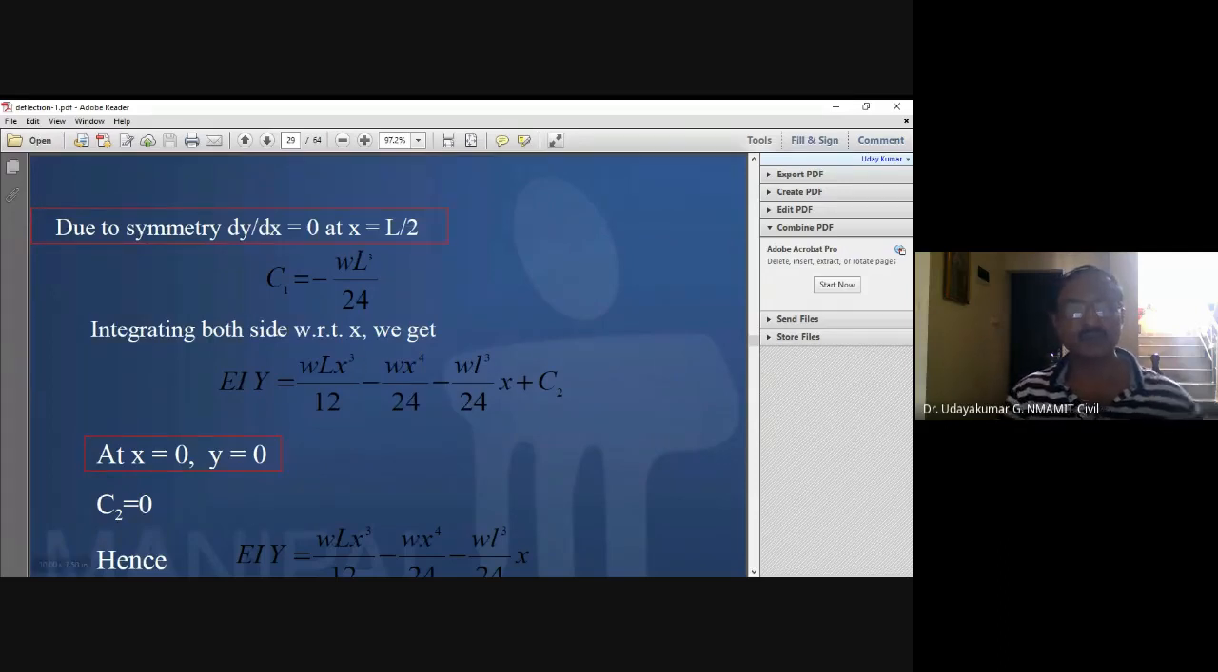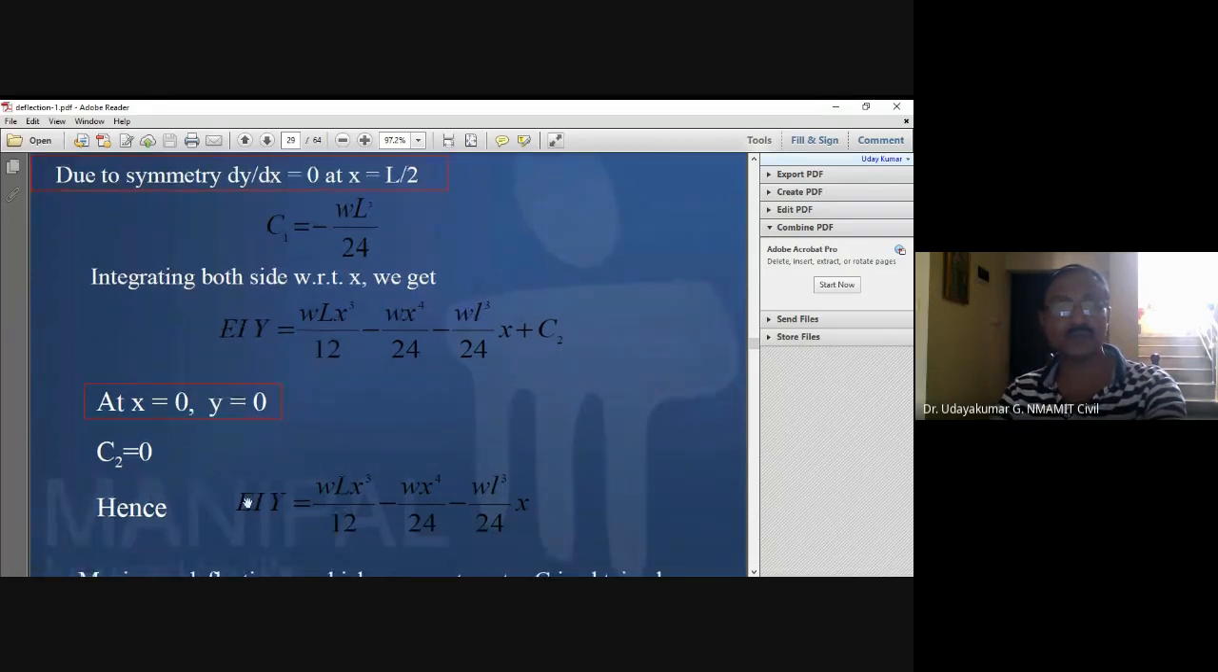Now substituting the values of C1 and C2, you finally get the deflection equation. This is the deflection equation. In order to get the maximum deflection, put x equal to L by 2. So what is the maximum deflection carrying the UDL? Do you remember? Maximum deflection carrying UDL, omega per meter, for the entire length of a simply supported beam.